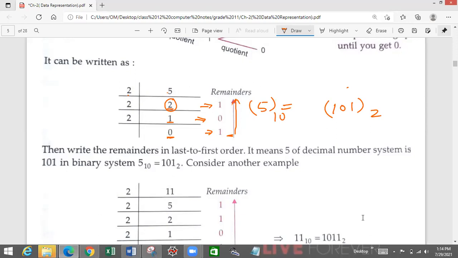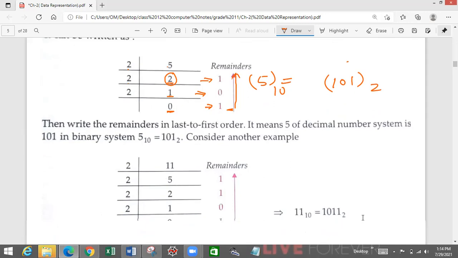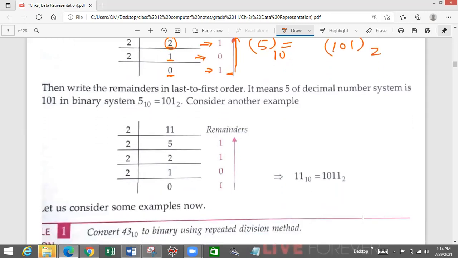Let us take a bigger number and understand how we are writing it. The number is 11 here. So 11 we are dividing by 2. The quotient is 5, and the remainder is written here. 5 again we are dividing by 2, and the remainder is written here. Again we are dividing this 2, and the remainder is written here. Again we are dividing this 1, and the remainder is written here.